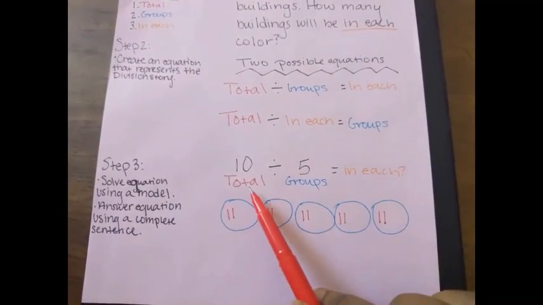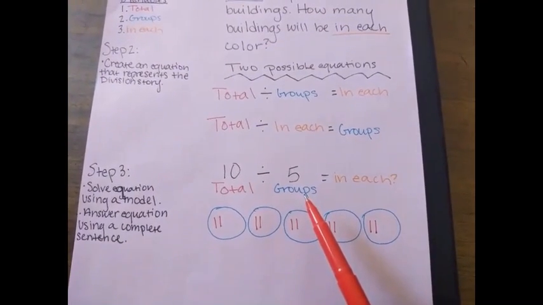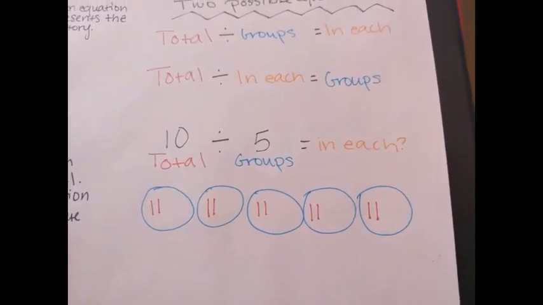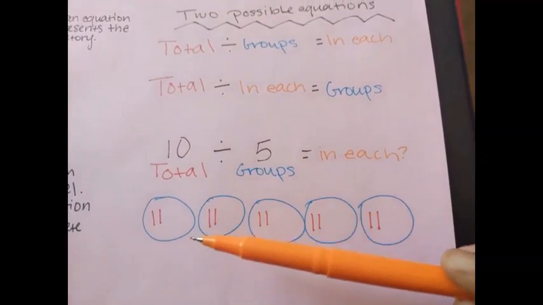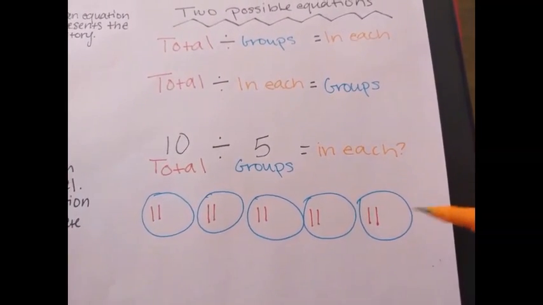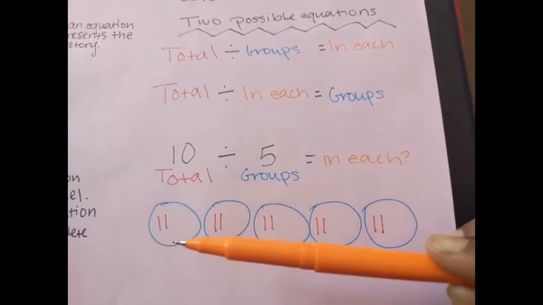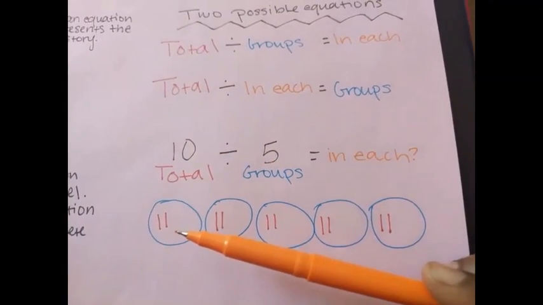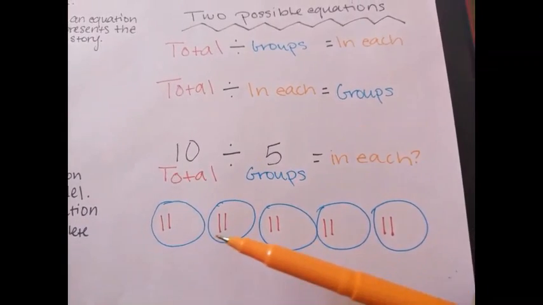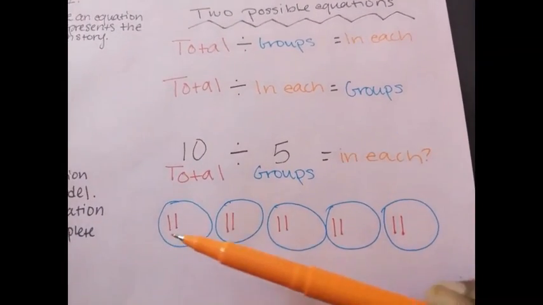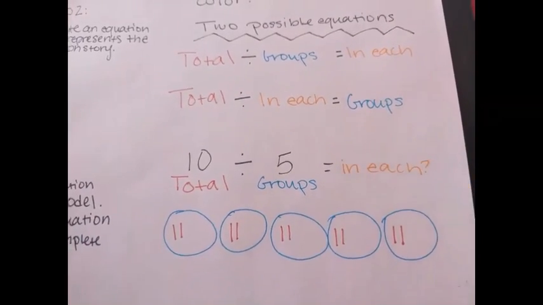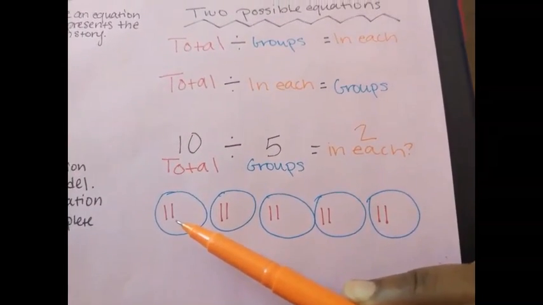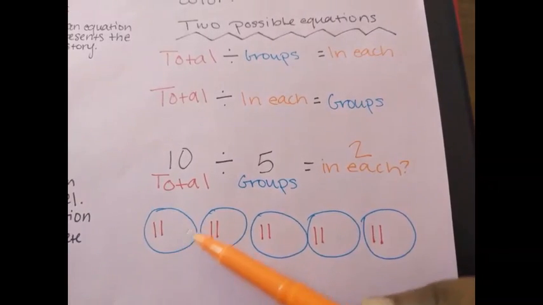We have used up our total and we have put them into our 5 groups, and now we are ready to discover what our in each is. We want to know how much of our total we were able to put in each of our 5 groups. So in each of our 5 groups, we can determine that there were 2 of our total. We used up our complete total of 10. We have 10 total here, 2, 4, 6, 8, 10, amongst our 5 groups, 1, 2, 3, 4, 5. So our in each is going to be 2, because we have 2 parts in our total in every single group.